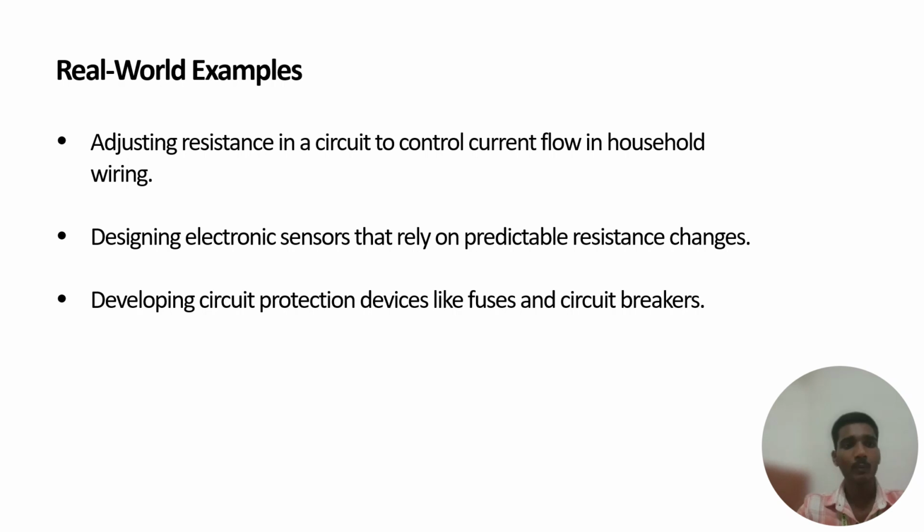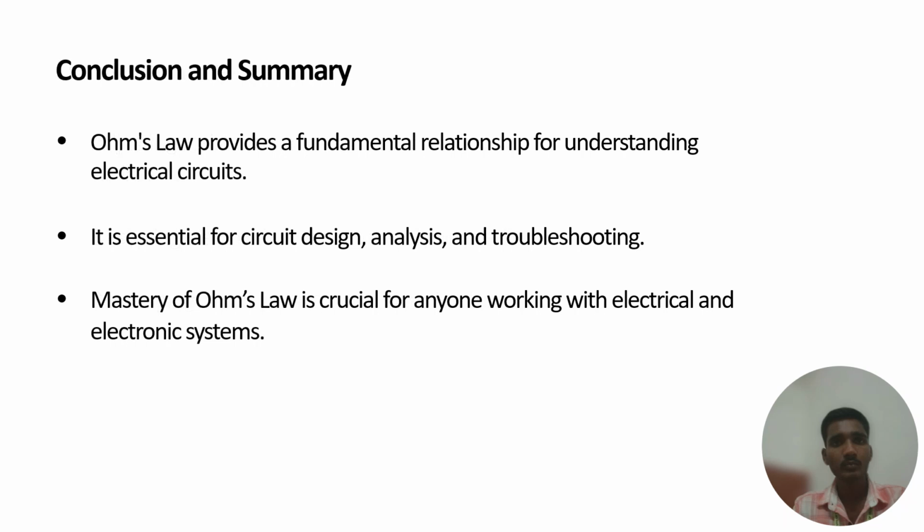Real world examples: electric bulb, diode, mobile phone, electrolytic solution, LED light. These are the real world examples. Adjusting resistance in a circuit to control current flow in household wiring, designing and developing circuit protection devices like fuses and circuit breakers.